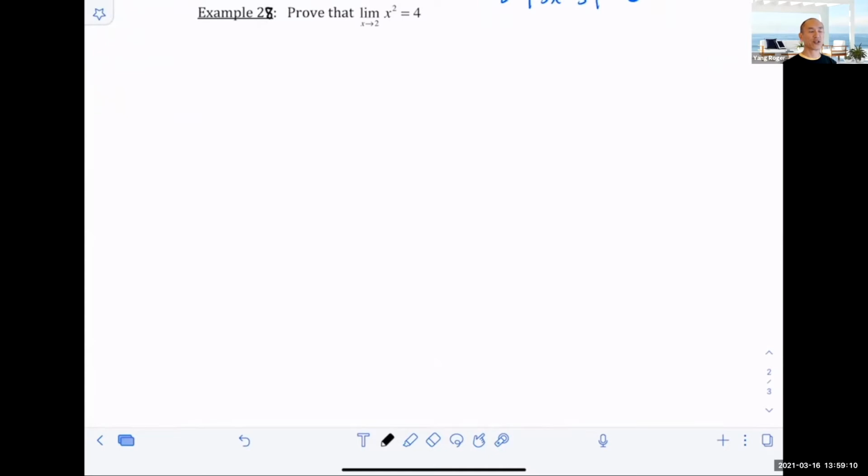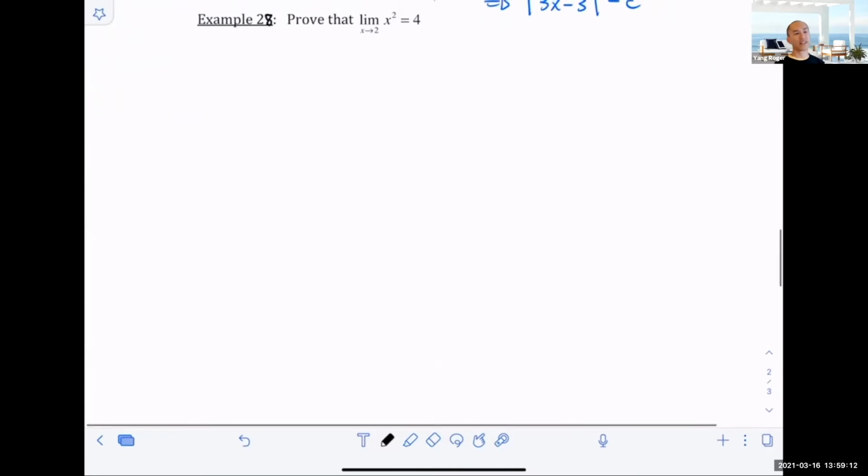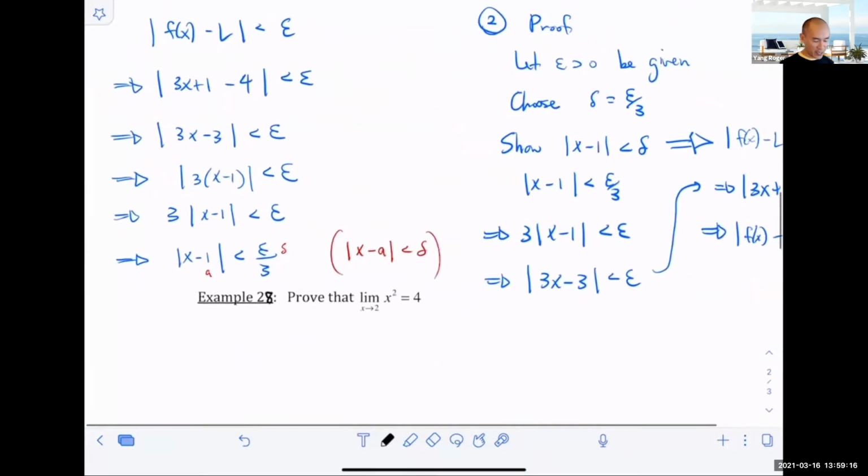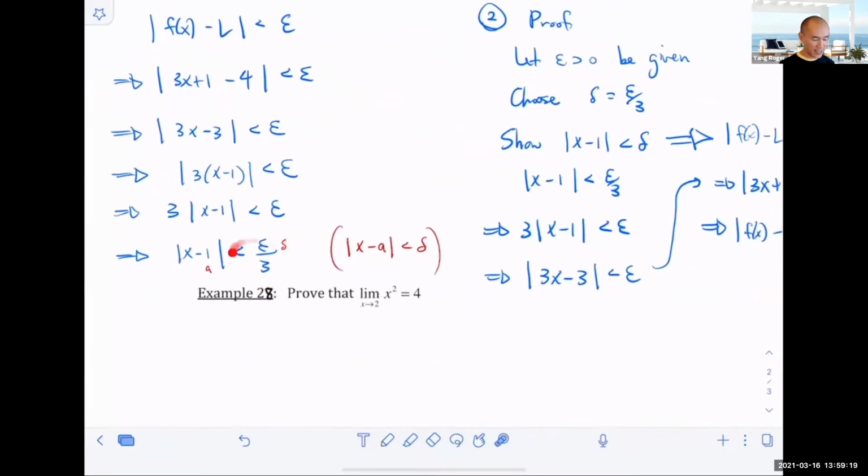So Samantha asked a question. Is this essentially what we were supposed to do in the practice on the worksheet? If you're talking about finding out what this delta is, yes, you were supposed to kind of do just this side right here and figure out what that delta was, Samantha.